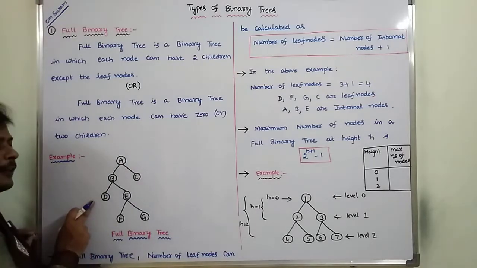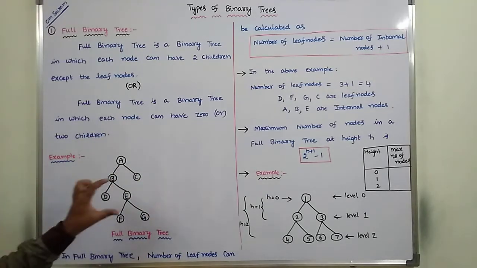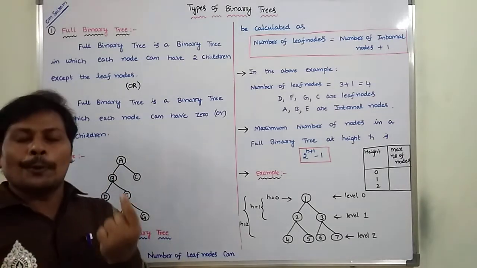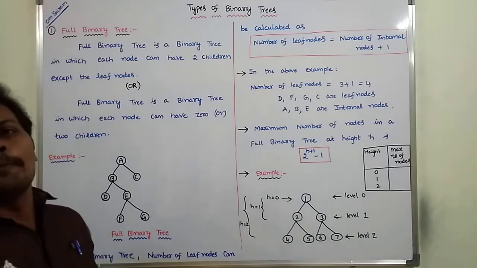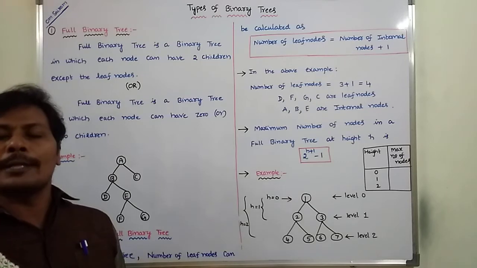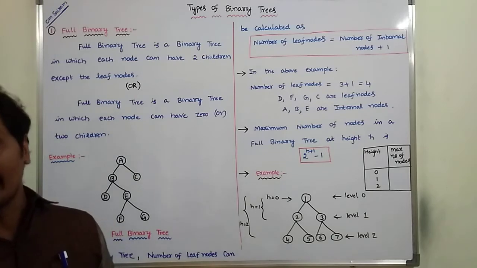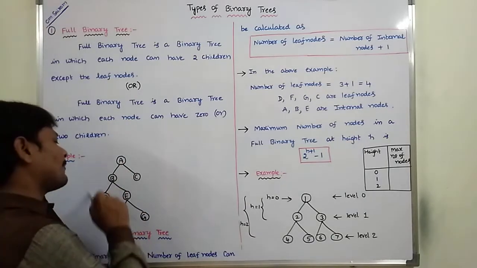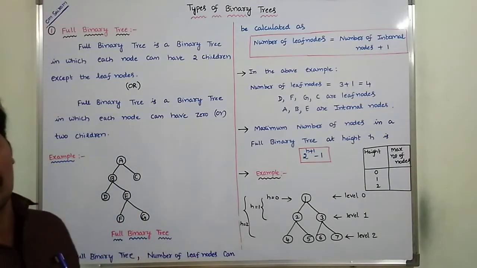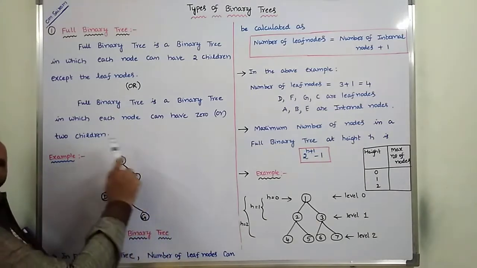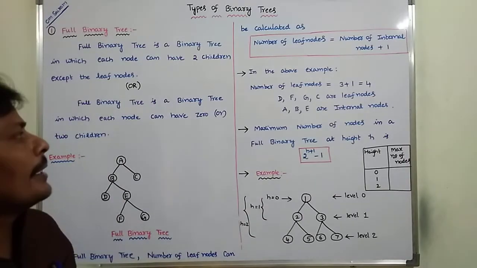So here how many leaf nodes are there? D, F, G, C. So 4 leaf nodes are there. So the property is satisfied. One important property of a full binary tree is that the number of leaf nodes can be calculated as the number of internal nodes plus 1. So here in this figure, the number of internal nodes is 3. So 3 plus 1 is equal to 4. The number of leaf nodes in that full binary tree is 4, that are D, F, G and C. Next one.